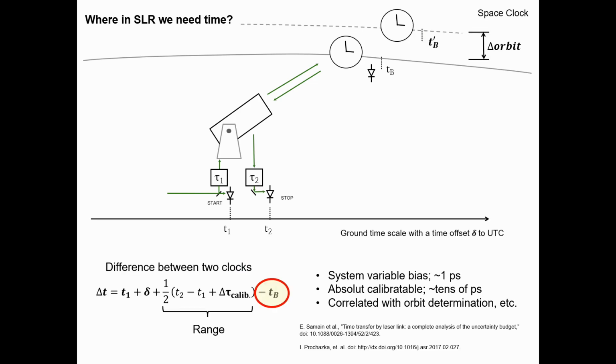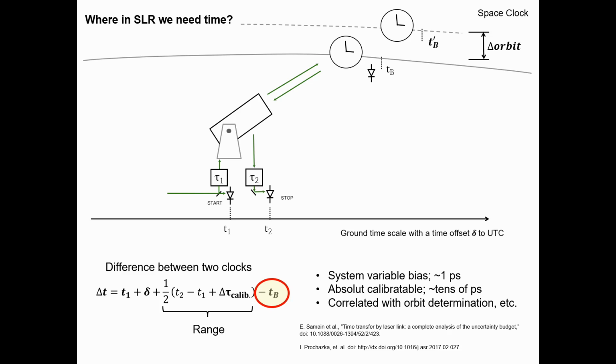So doing this, we must take this equation. Of course, this is a simplified equation which takes into account just the station and space segment. There are a lot of corrections which we need to apply to be at a very accurate level.